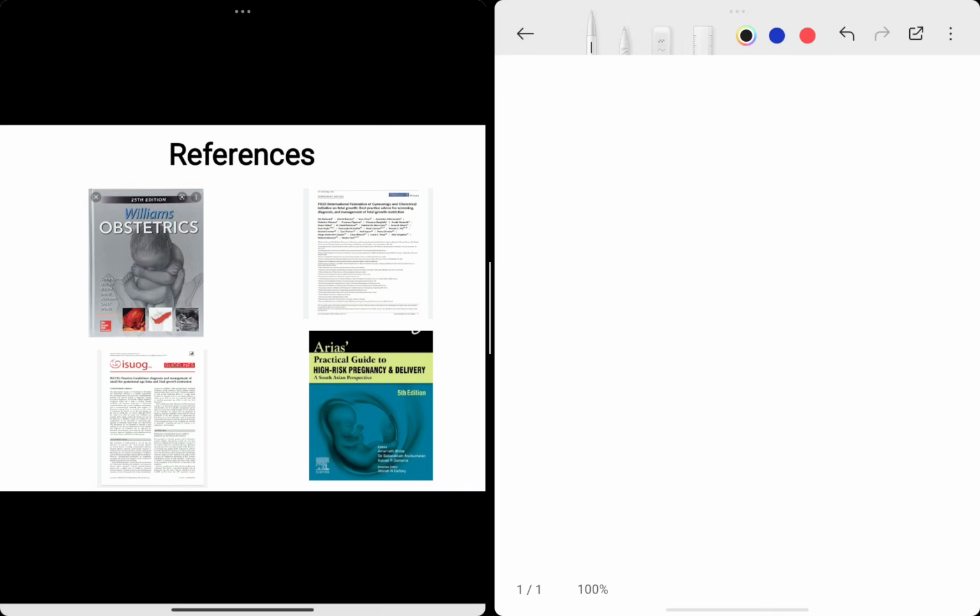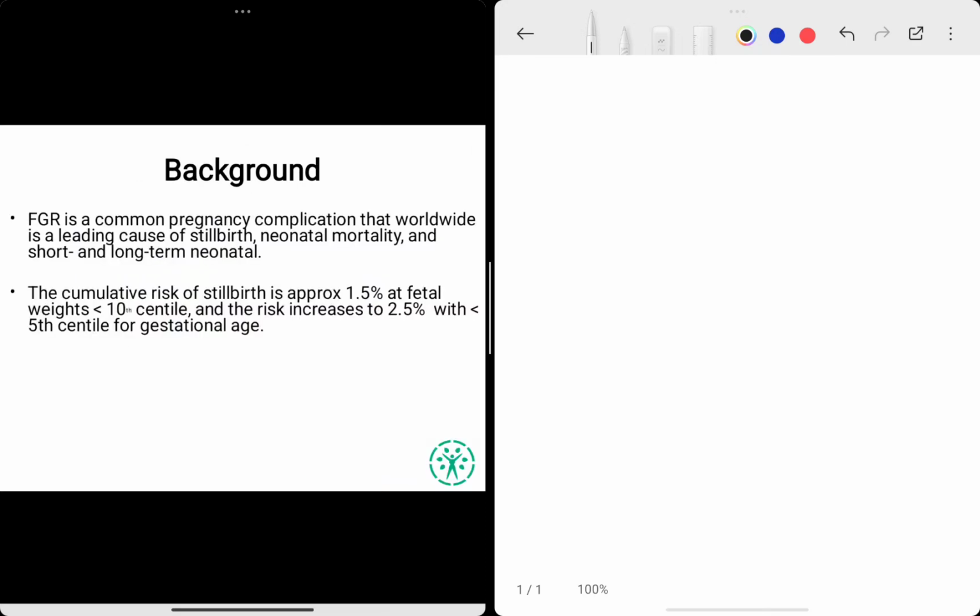The key challenge for every obstetrician is differentiation of a constitutionally small fetus from a truly growth restricted fetus. So in this video we will discuss the latest guideline based approach, including the definitions, the diagnosis, the Doppler assessment, surveillance and the timing of delivery.